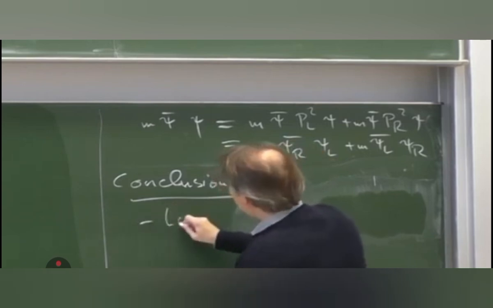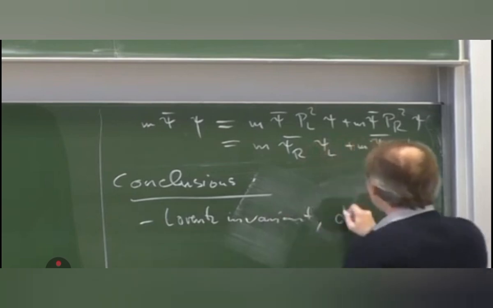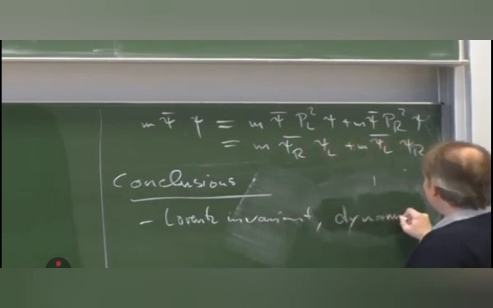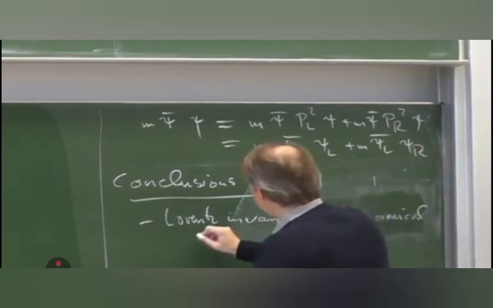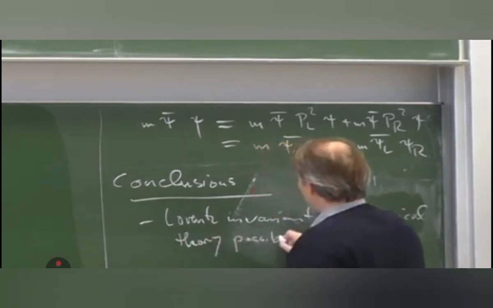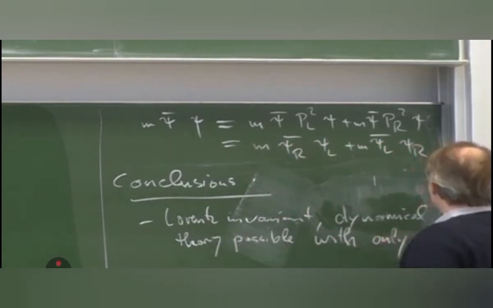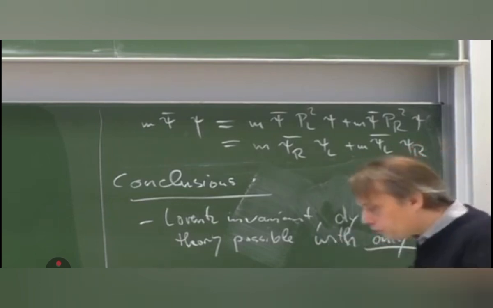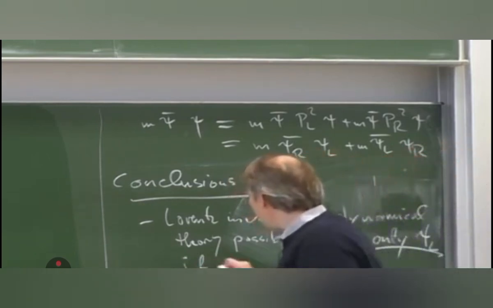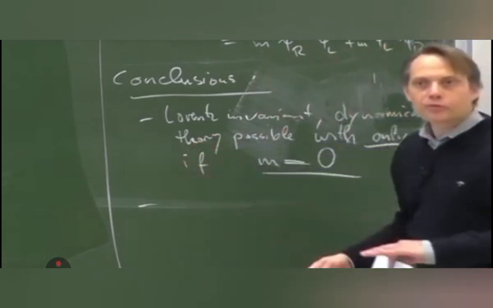So a Lorentz invariant and also dynamical theory with kinetic term is possible with only psi L, or of course only psi R. But this is only true if the mass is zero. Similarly, with this kinetic term, psi left and psi right appear completely independently.